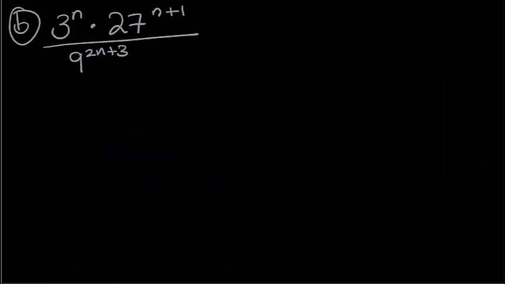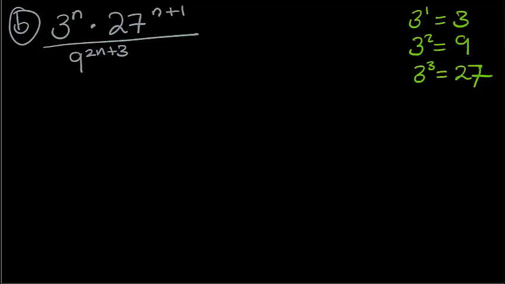All right, question B. We've got 3 to the power of n times 27 to the power of n plus 1, over 9 to the power of 2n plus 3. So automatically you already see that these are all multiples of 3. We're going to try to simplify our base down to 3. I'm going to write that down quickly and then I'll be back. So what we have is 3 to the power of 1, to the power of 2, and to the power of 3, and that covers all my numbers.